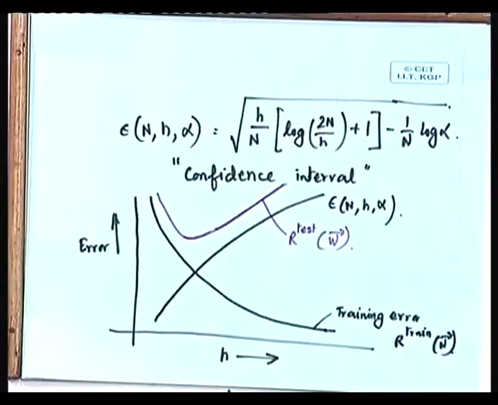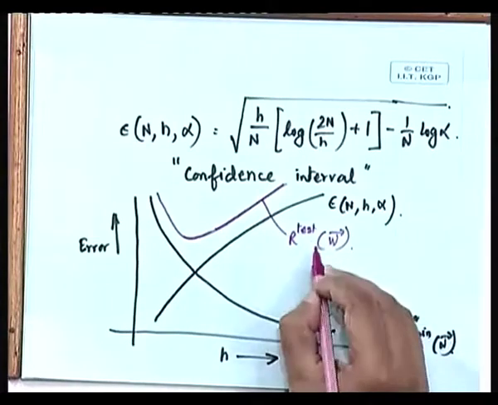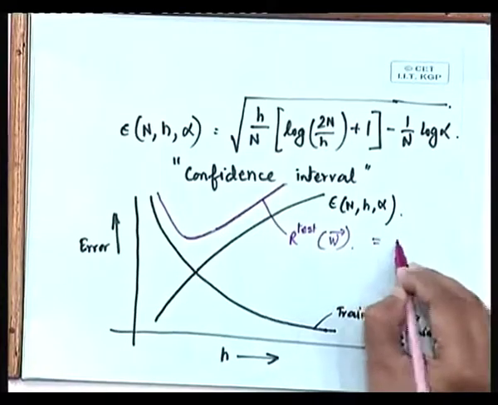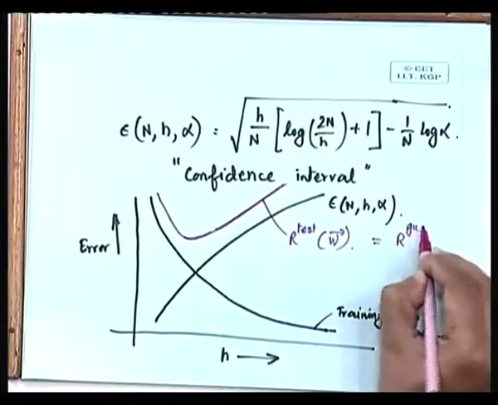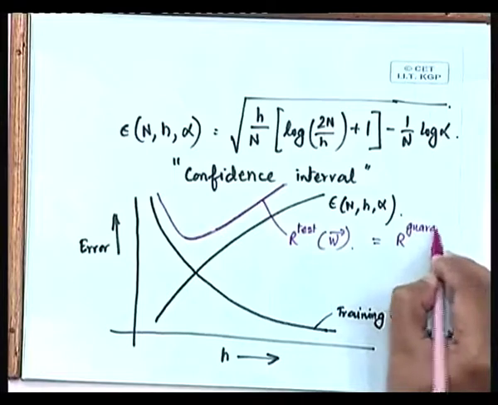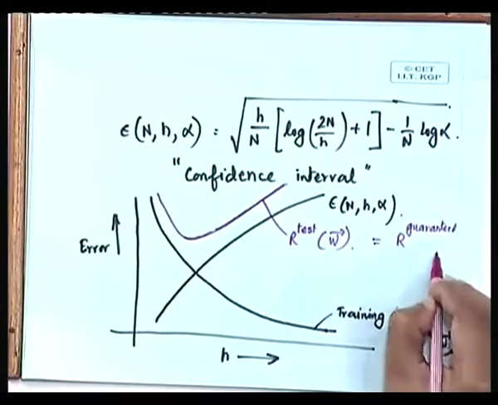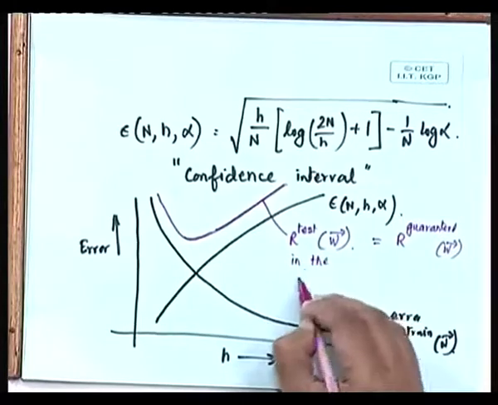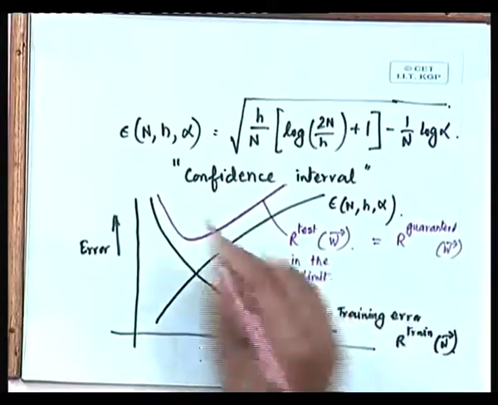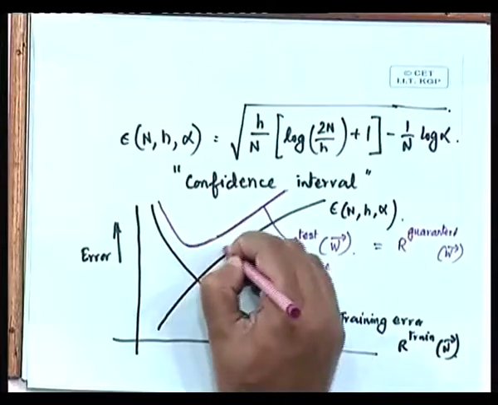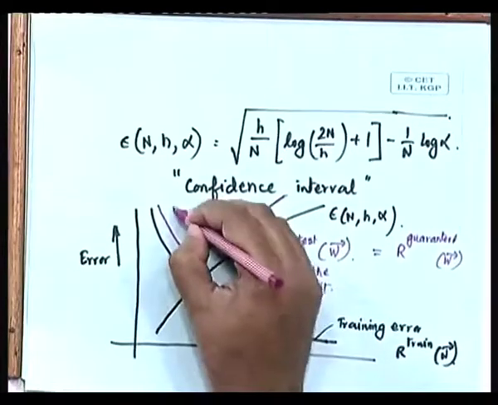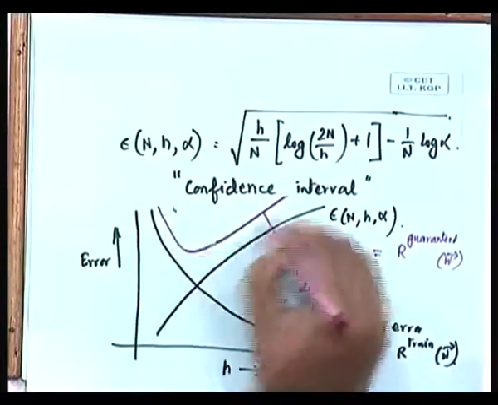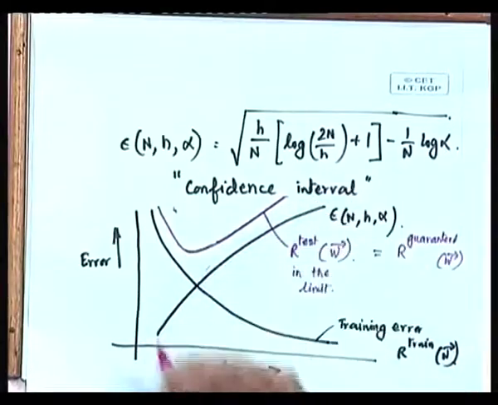Yes, this is R guaranteed. So, in the limit I say that this R test is equal to R guaranteed. This is the limiting case of R test, or rather this is the R guaranteed. So, this is R test in the limit. So, the actual R test may be somewhere here. It cannot go to this area. It has to be lower than this.